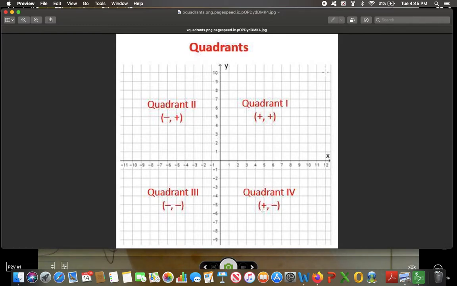So always remember that your x coordinate is going to go first. Your y coordinate is going to go second. So you got 7, -3. The dot would just be right here.